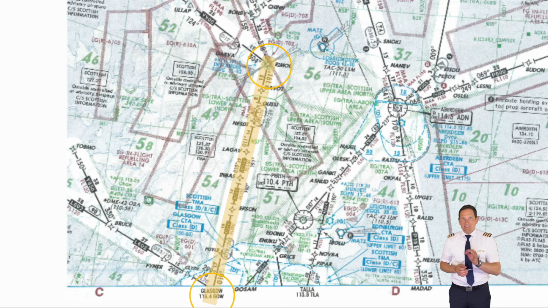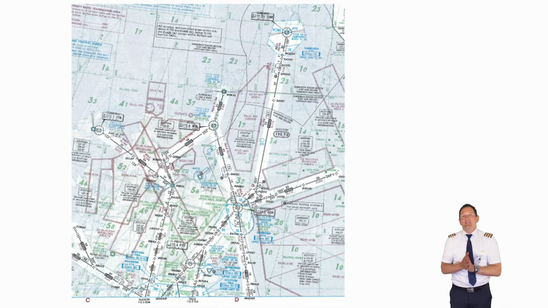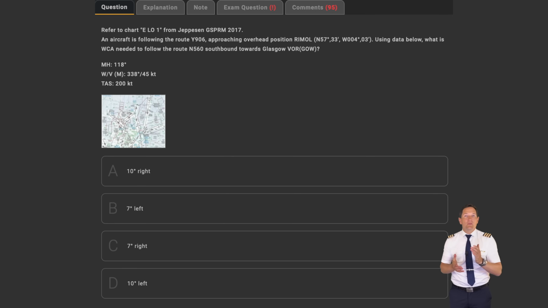Now, given that this is an IFR chart, that is a magnetic track. So this is important since the track and the wind must be in the same domain for this to work. Now the wind is given at 338 degrees with 45 knots.